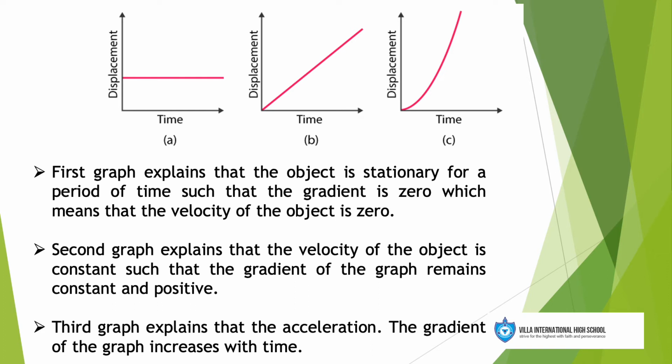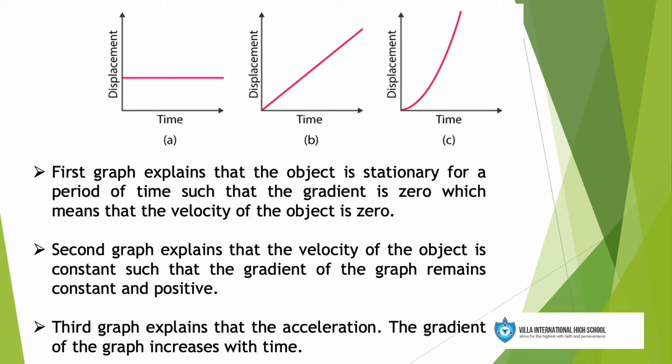So for the deceleration graph, how will it be then? For the deceleration graph, there will be a positive gradient, but initially the gradient is high, then the gradient will be decreasing. So it is the other way around compared to C. Now, these are the main points you have to remember about displacement time graph.